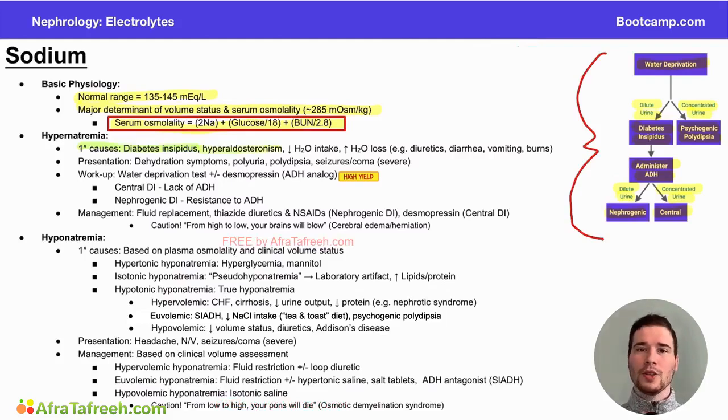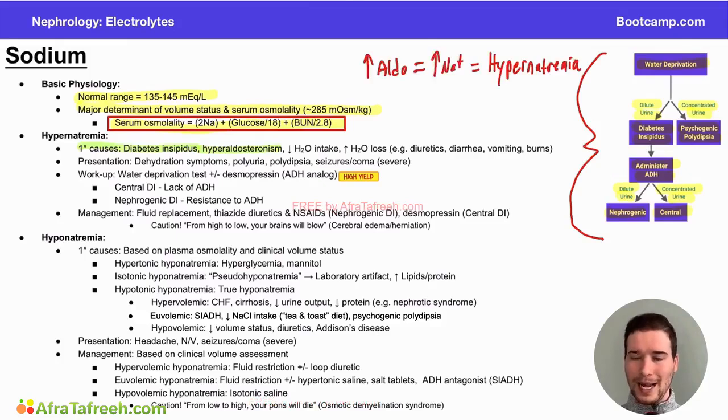So remember from our nephron transporter series and also in our pharmacology videos, we talked about the primary goal of aldosterone is to retain sodium in the body. And so if we have hyperaldosteronism, or an increased amount of aldosterone, that is going to increase our sodium retention, which can result in hypernatremia.